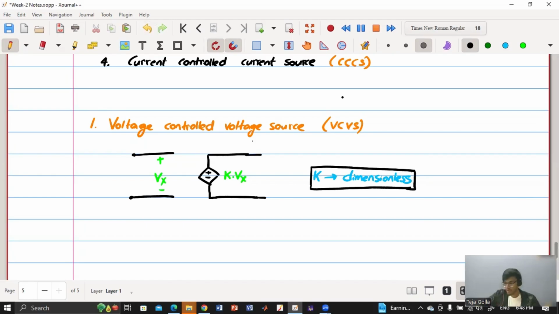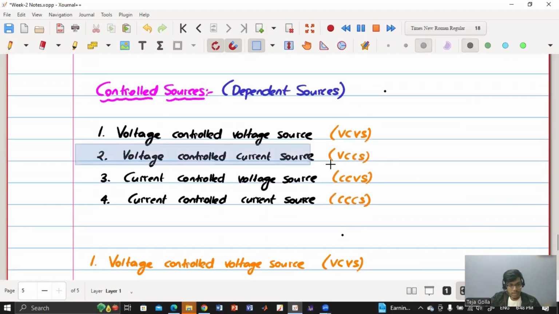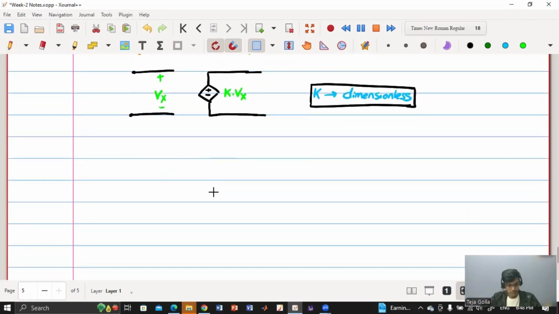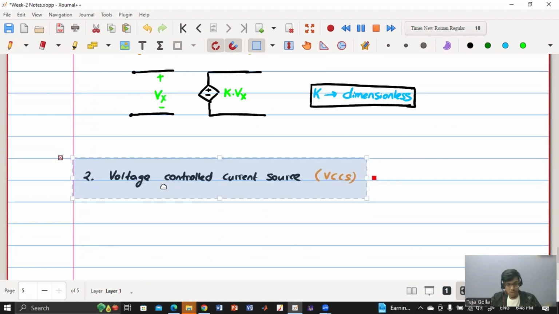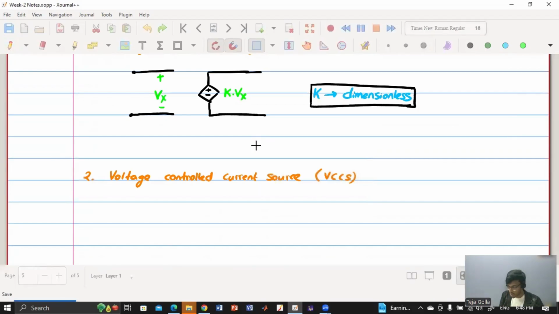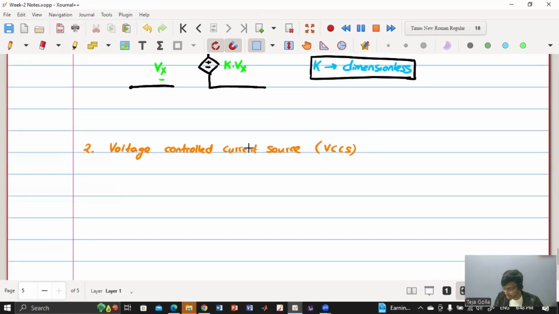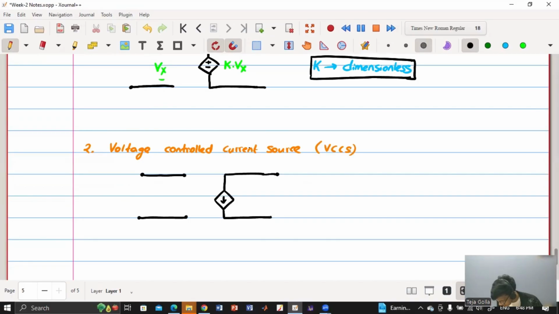Okay. Now we'll move on to the second source, which is the voltage controlled current source. So let me take this and use the same here. So we have a voltage controlled current source. Got it? So how does it look? It is again controlled by a voltage, so the LHS will remain the same, whereas on the other side we have a current source. And I have told you if it's a current dependent source, then we use this rhombus shaped symbol. So that's why we are using it like this.